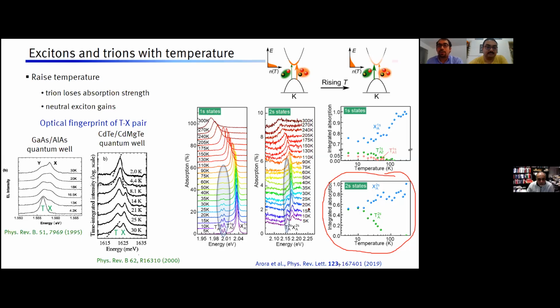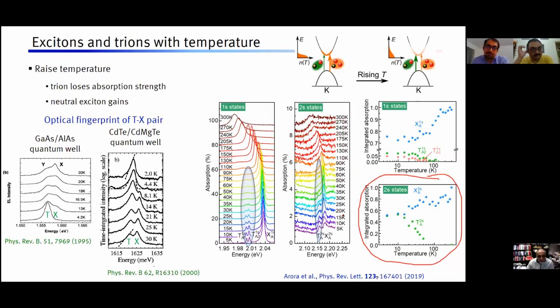Sure, I think such states should exist. Momentum-indirect trions should exist. However, they will be optically dark because the band gap is indirect, so it will be very tough to detect them.